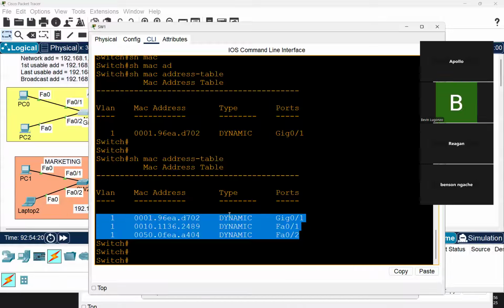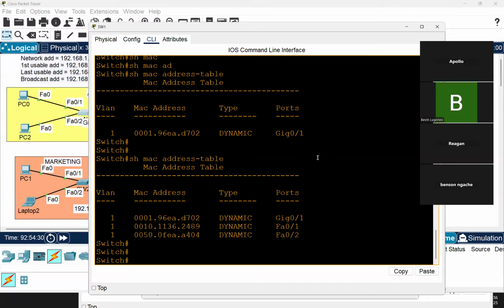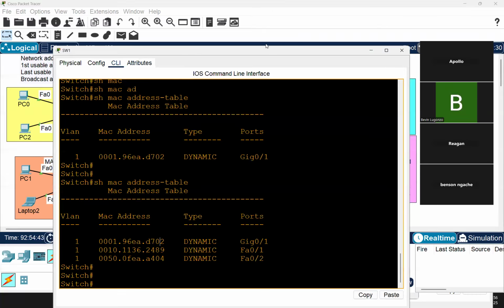I hope you get the difference between a switch and a hub. Yeah, I'm good. Okay. So if that is all, then we can stop there for today and pick it up from there in our next session.